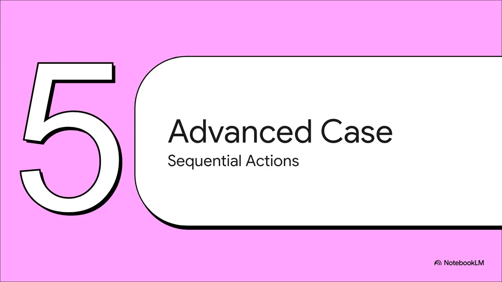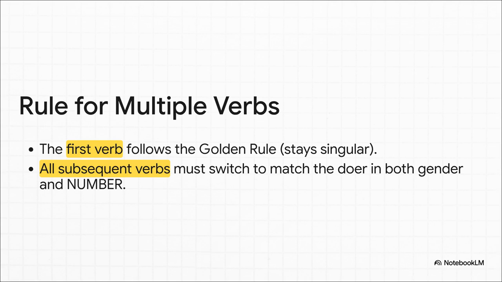Okay, you ready to level up for a second? What happens if the same person or people do more than one thing in a sentence? Like one action after another. Let's see how our golden rule handles that. The rule for this is actually really logical and elegant. The very first verb in the sequence, it follows our golden rule. It stays singular because the doer is named right after it.